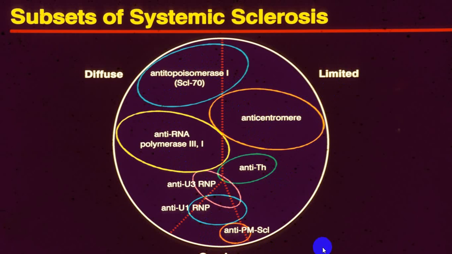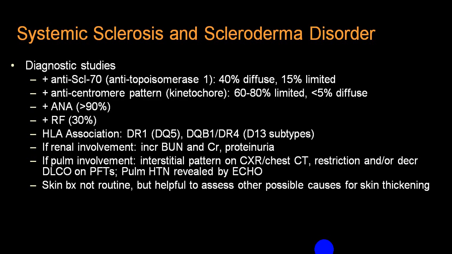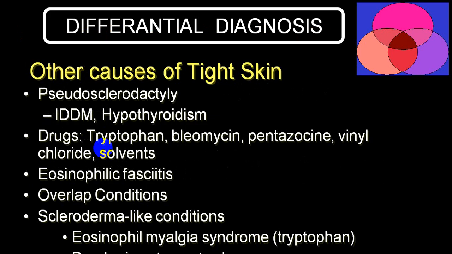This is more common with Sjogren syndrome, polymyositis, SLE, etc. So there are a lot of antibodies. Mainly we do anti-scleroderma 70 antibody and anti-centromere antibody. ANA will be positive in almost 90% and RA factor in almost 30%. You can go for genetic HLA association and then organ involvement studies.